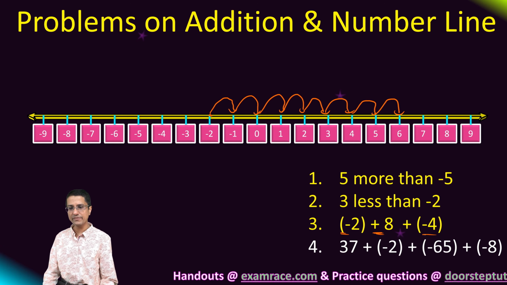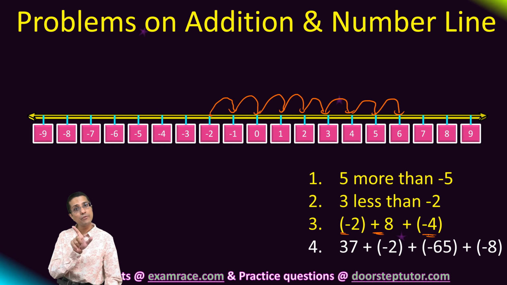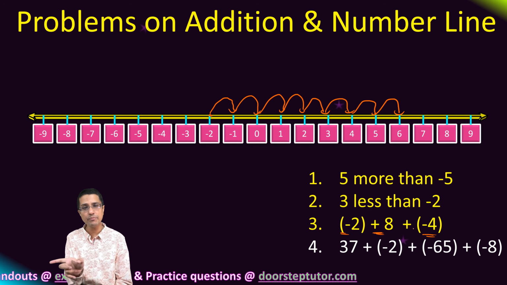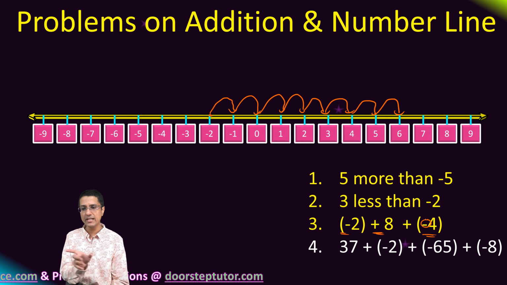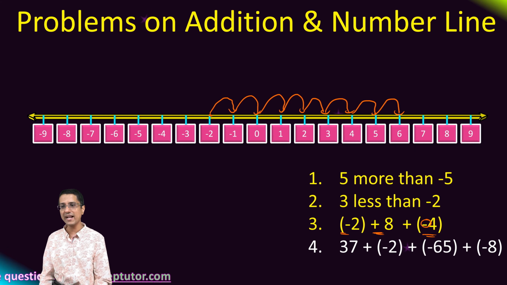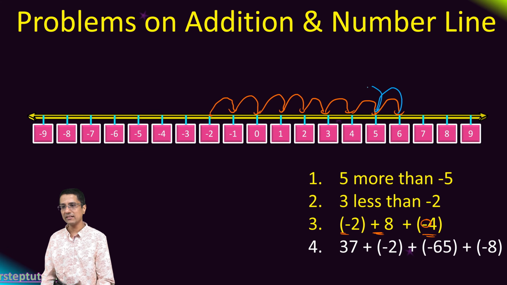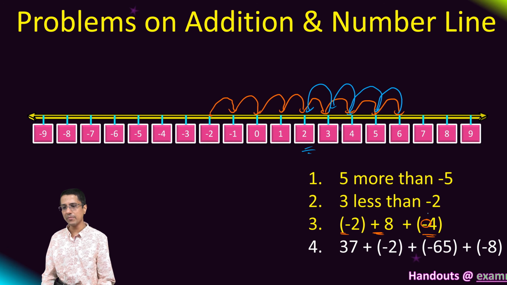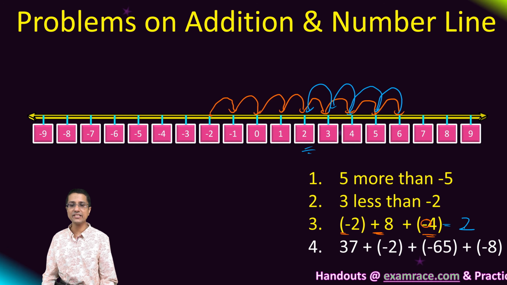Now from 6, we have to again jump by 4. In which direction? Because 4 is negative, we have minus 4 here. So we go left, so we go back. We do 1, 2, 3 and then 4. And we end up at the number 2. So the answer in this case is just 2.